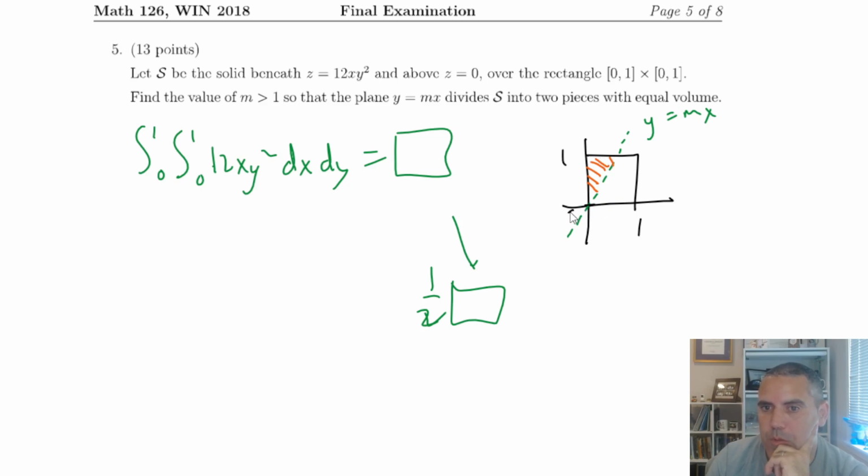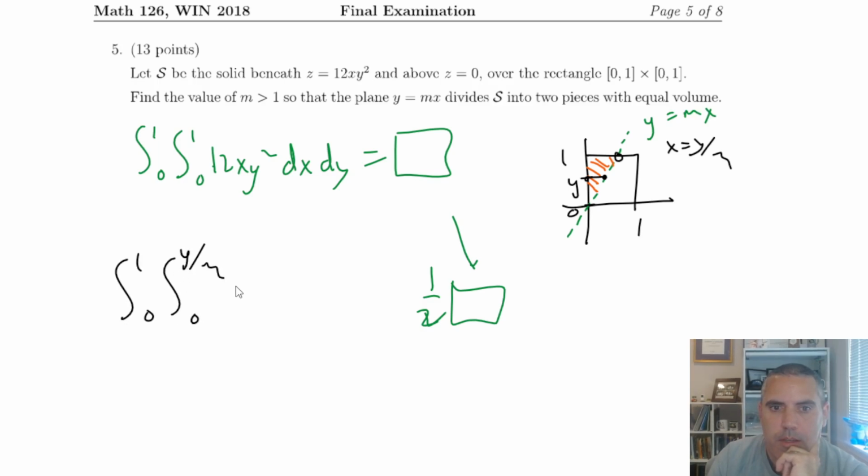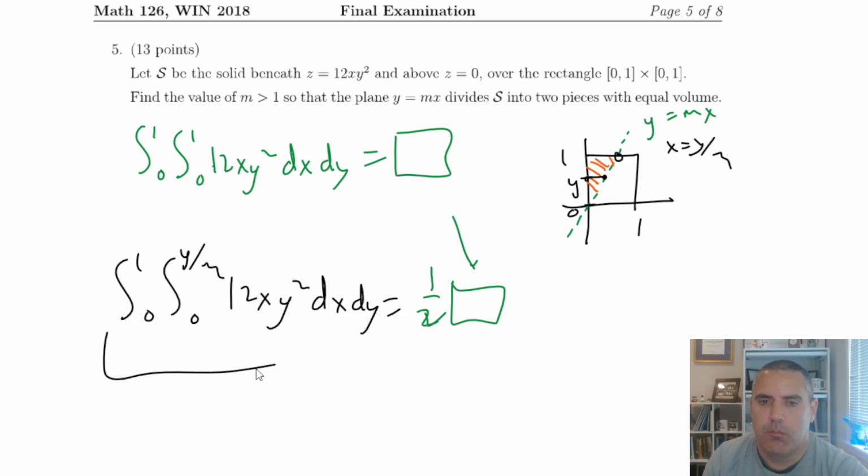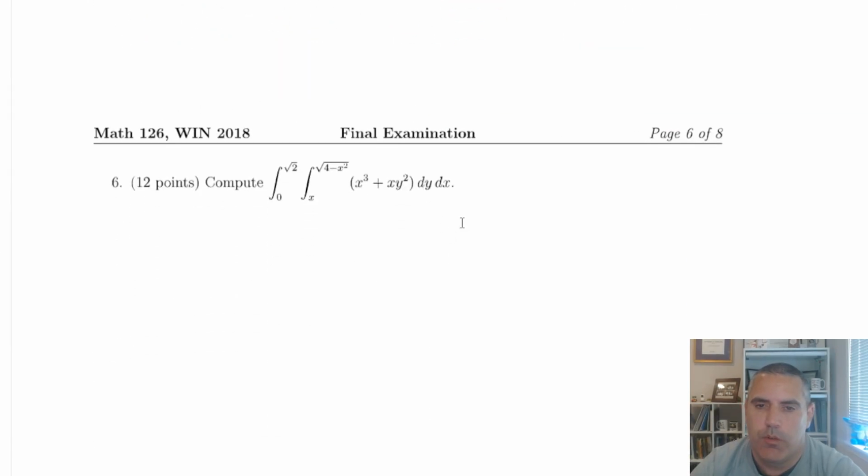So I would have used this region. I probably would have used y, because y goes from 0 to 1. And then based off of y, x goes from 0 out to y over m. So I would set it up as 0 to 1, 0 to y over m, 12xy squared, dx dy equals half of this, compute, solve. So that was a little bit to think about, but anyways, reverse the setup. So draw the region. This is all about drawing the region. I'd love to do that, but I'm trying to not do every single problem.